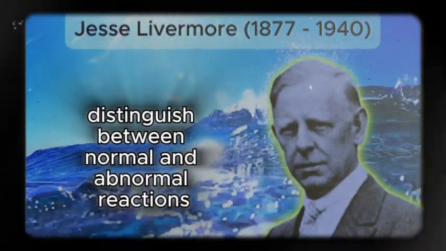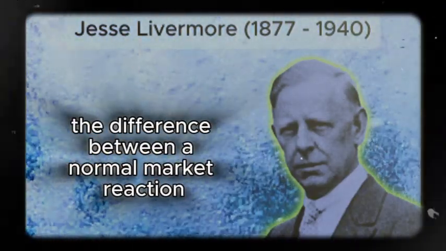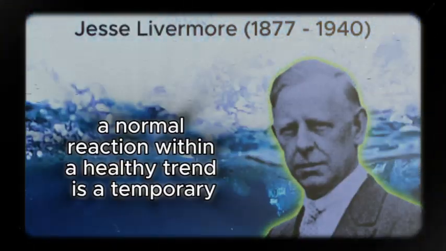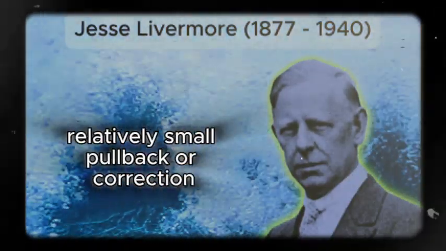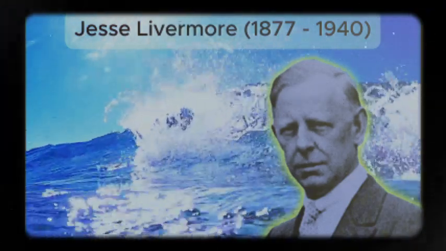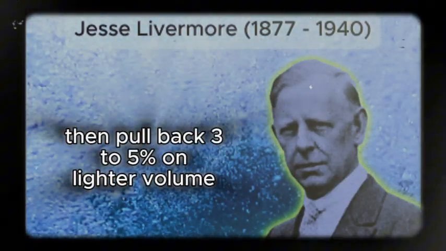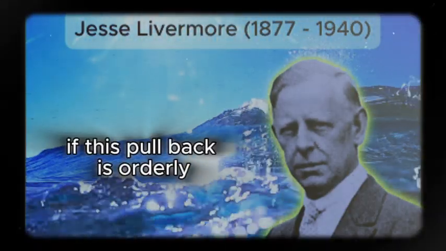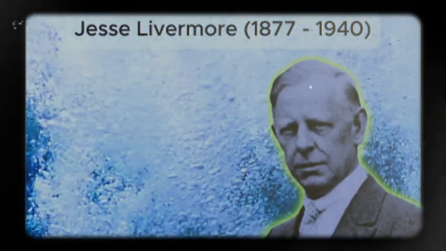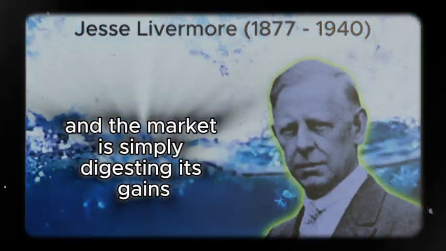6. Distinguish between normal and abnormal reactions. Understanding the difference between a normal market reaction and an abnormal one is crucial for discerning the health of a trend and anticipating potential reversals. A normal reaction within a healthy trend is a temporary, relatively small pullback or correction that occurs on decreasing volume, after which the primary trend quickly resumes. For example, in a bull market, a stock might advance strongly for several days, then pull back 3 to 5% on lighter volume as some profit takers exit. If this pullback is orderly and the stock then resumes its ascent on renewed volume, it's a normal, healthy consolidation. This indicates that the underlying buying pressure remains intact, and the market is simply digesting its gains.